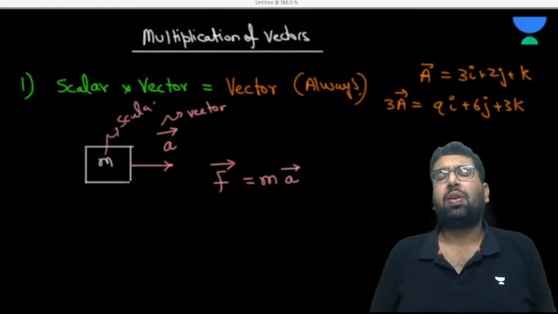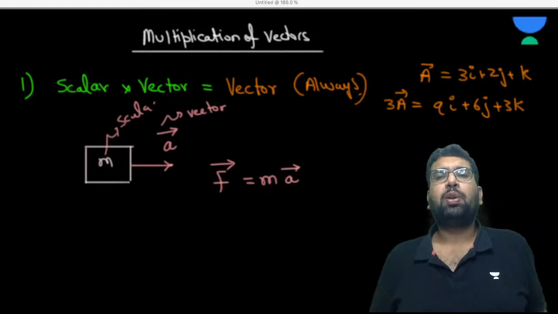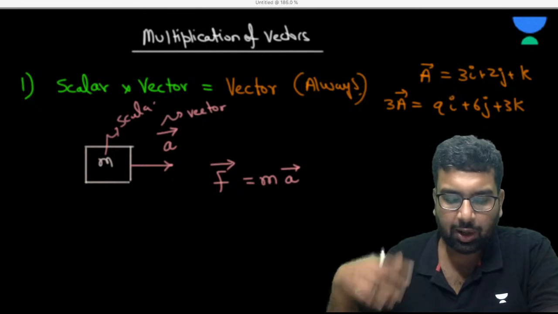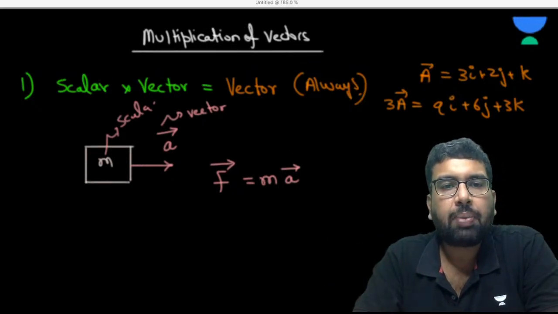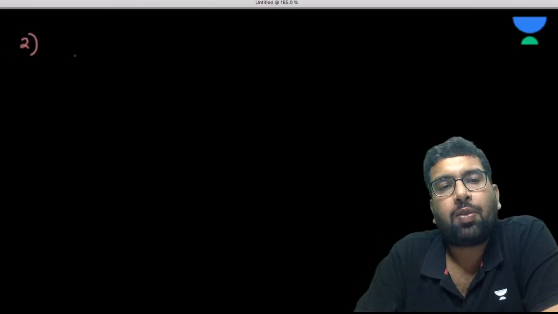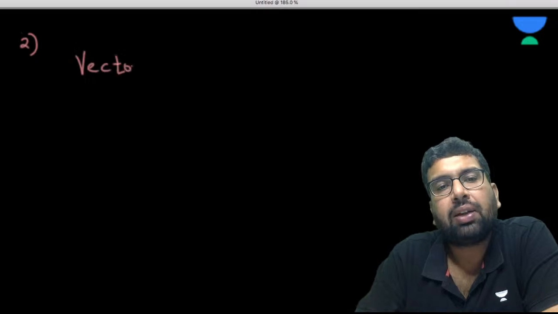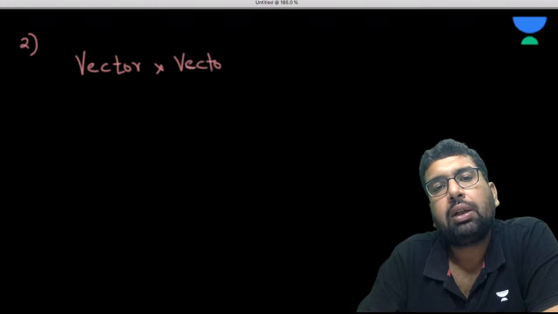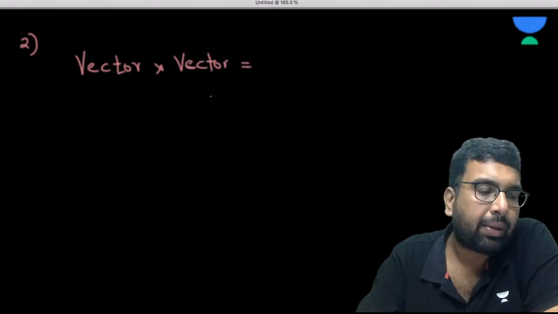Okay, so this we already knew. There is nothing new you are telling us in this, so we already know. Now let's come to the next part. When we are multiplying two vectors, okay, what is going to happen?